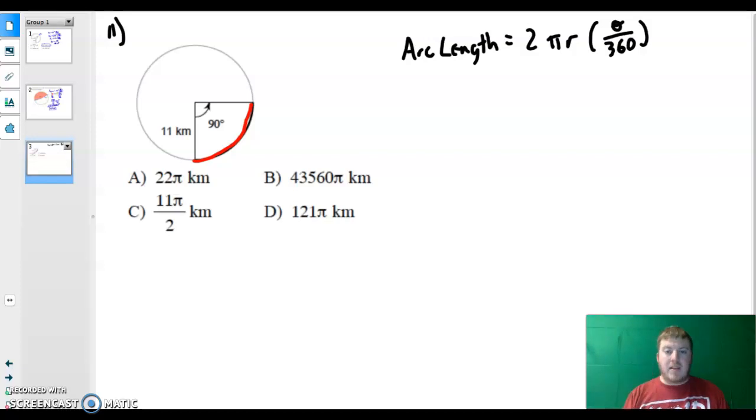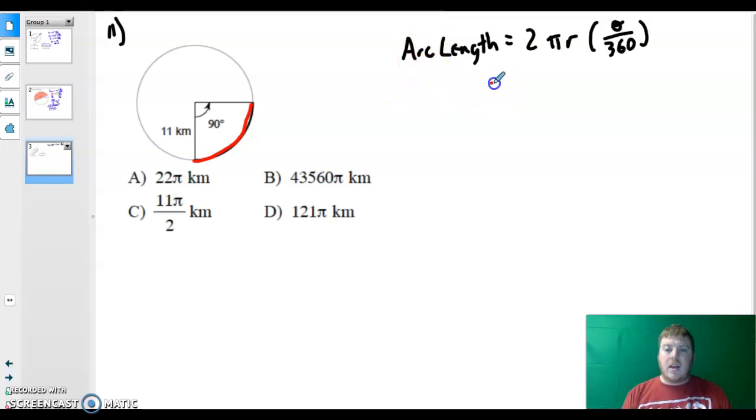So if you think back to our formula for that, it was arc length equals 2 pi r times theta over 360. Remember, the 2 pi r represented the circumference of the entire circle, and then we're just multiplying it times the portion of the circle that the sector covers.